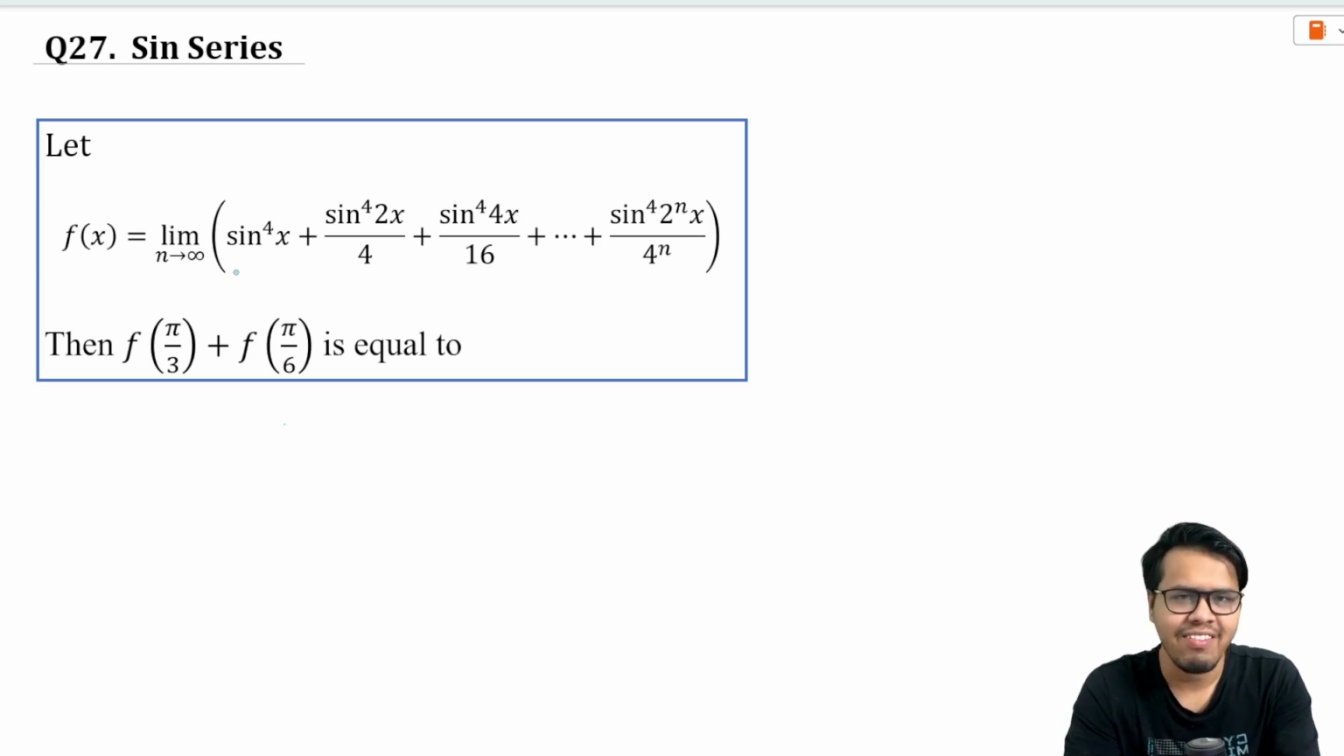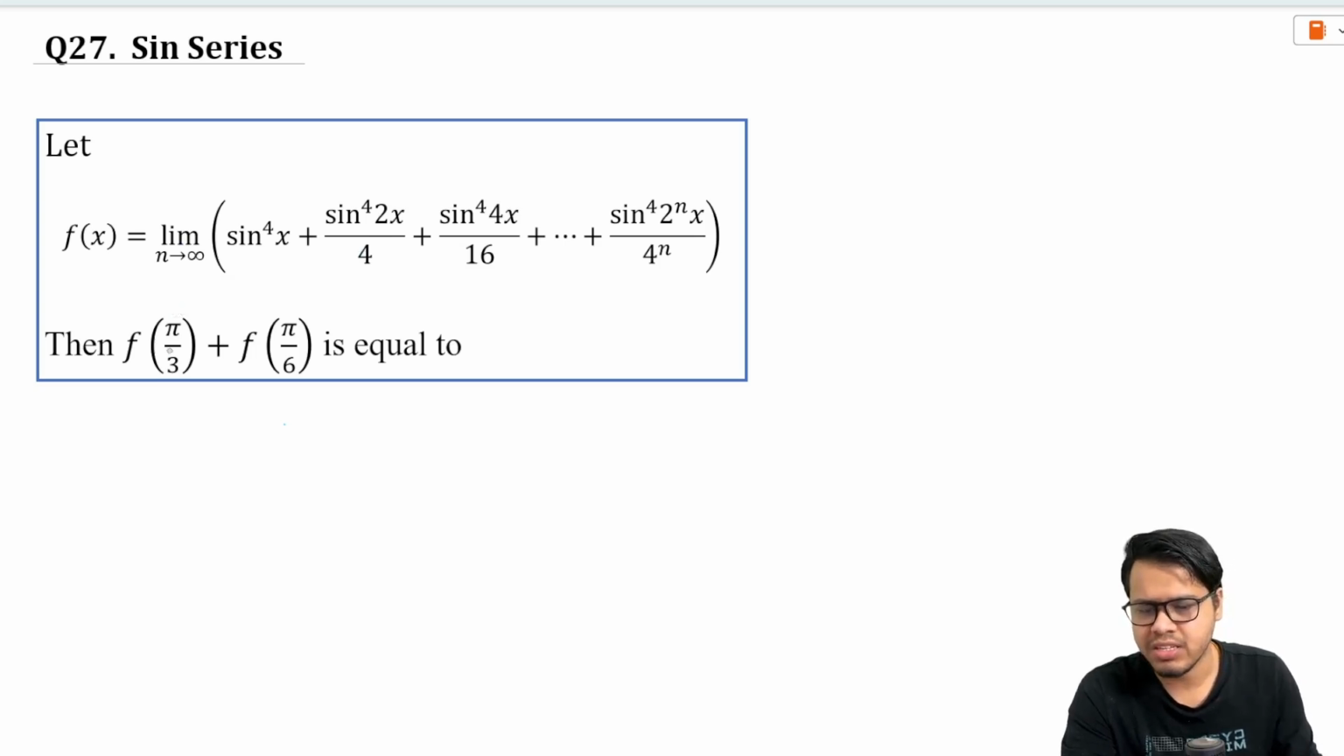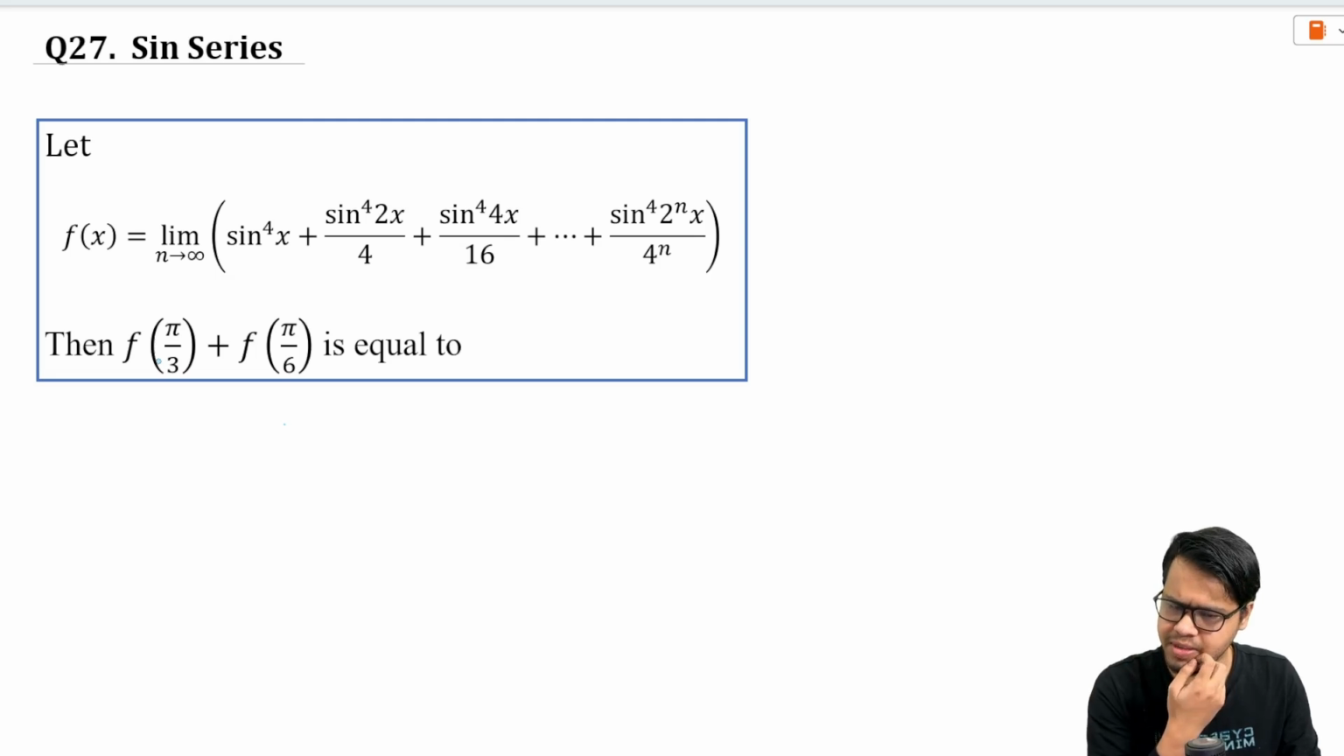So here we have our question of the week. You can see the question. A function is given which involves some trigonometry, sine in series form, and there is some limit, and the question asks to evaluate or find the value of f of pi by 3 and f of pi by 6.